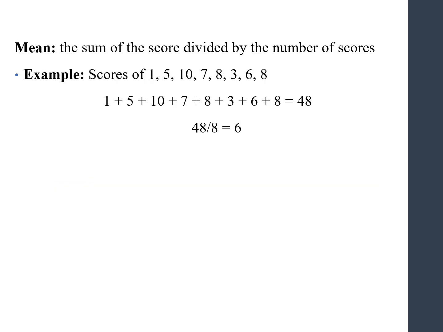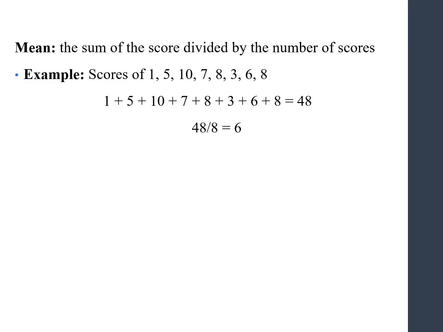Mean is a sum of the scores divided by the number of scores available. For instance, say we have 8 scores: 1, 5, 10, 7, 8, 3, 6, and 8. We would add these scores together, which equals 48. And again, there are 8 scores total, so we divide 48 by 8 and we get 6.